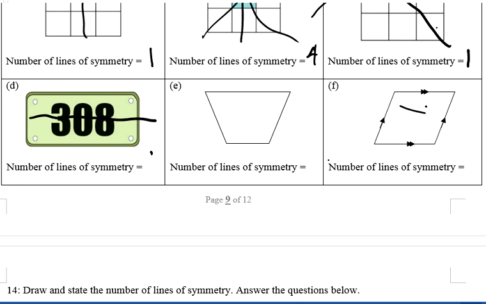This shape over here is a trapezium. Assuming that the angles over here and over here are equal, and over here and over here are equal, and this side and this side are also equal, we should be able to conclude that it has one line of symmetry, because the only possible line of symmetry that we can have will be over here.